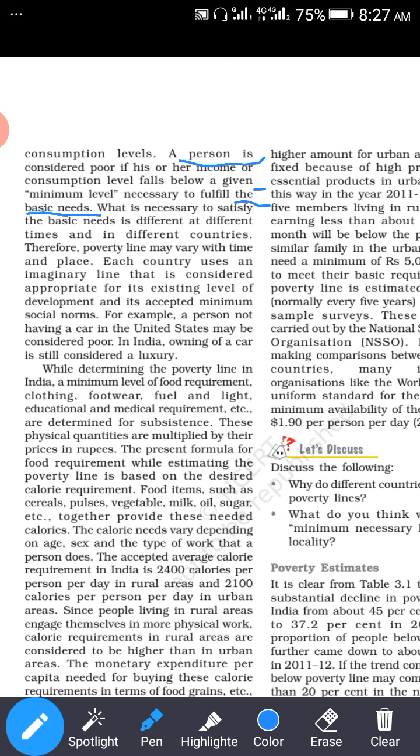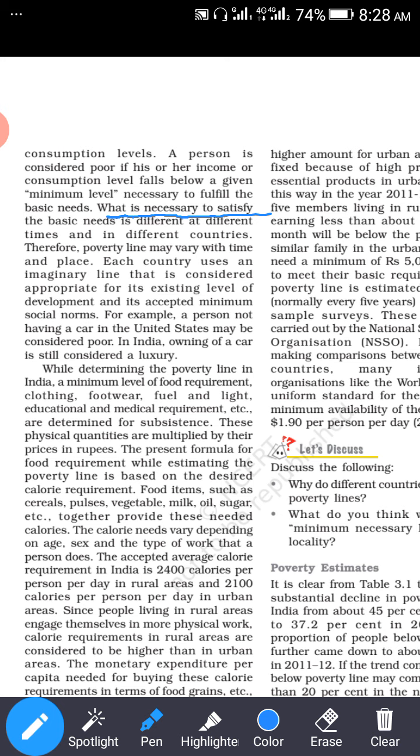So the question is, what do you understand by the poverty line? Already I have told you, the people who are unable to fulfill their basic needs by their income. And what is necessary to satisfy the basic needs? Are basic needs similar? We say these are our basic needs, but are these basic needs similar in other countries, such as food, clothes, or a house?